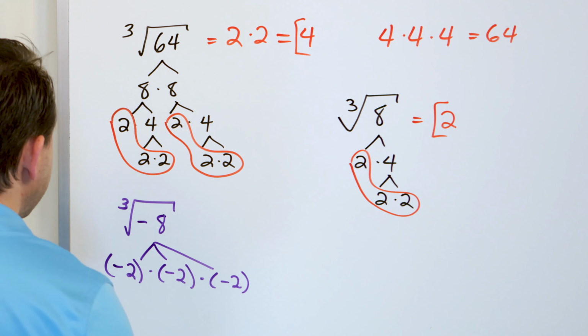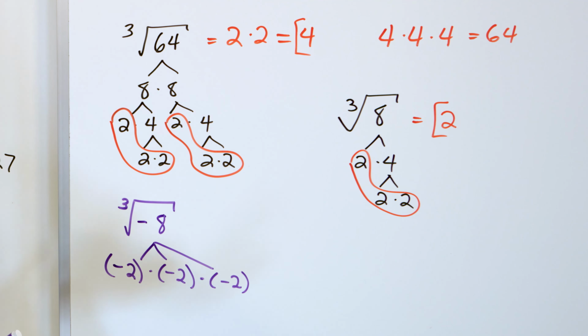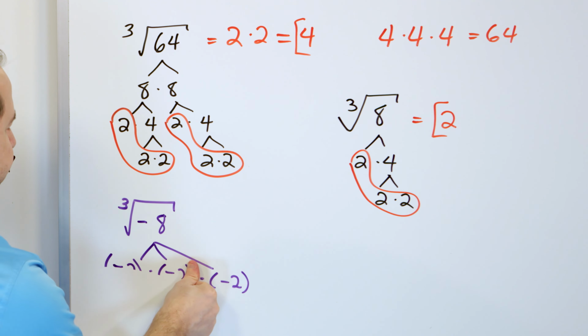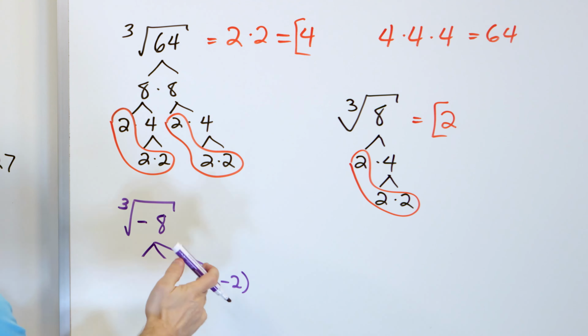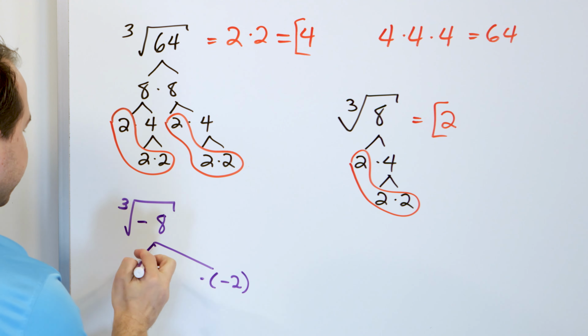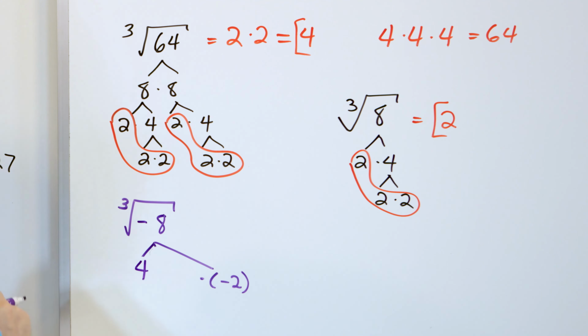All right? Another way to do it, if you don't think of that yourself, is here's another thing you can do. You can say, all right, let's do an easier tree. 4 times negative 2 gives me negative 8.